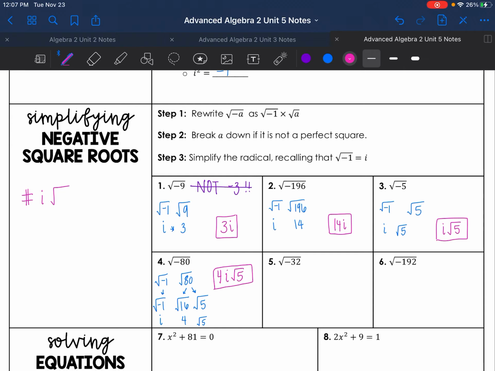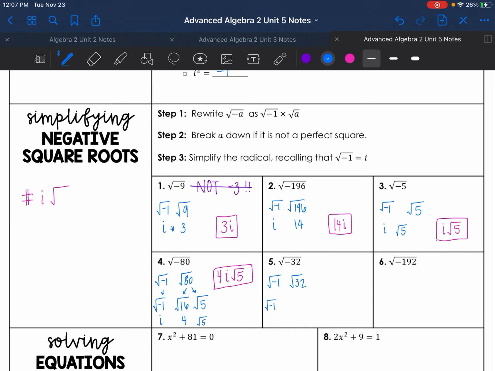All right, number 5. We have the square root of negative 32. Because we have the square root of a negative, I'm going to take out the negative 1 first, and that leaves me with a positive 32. Okay, so the negative 1, I'm just going to bring that down.